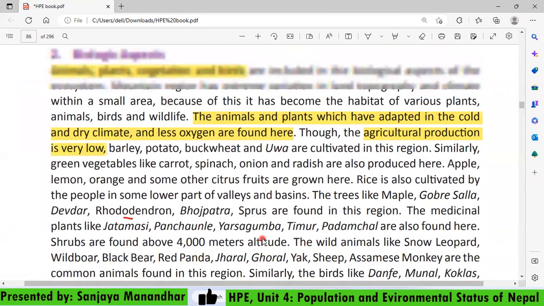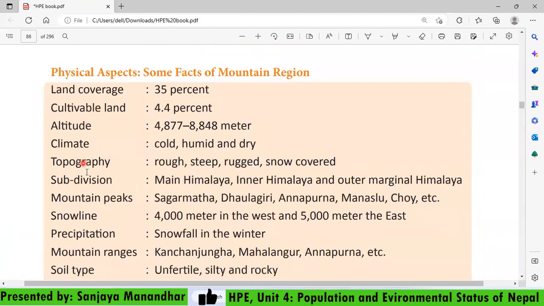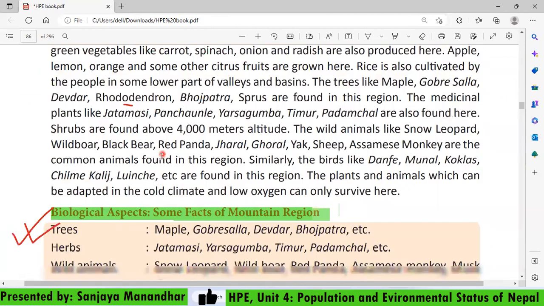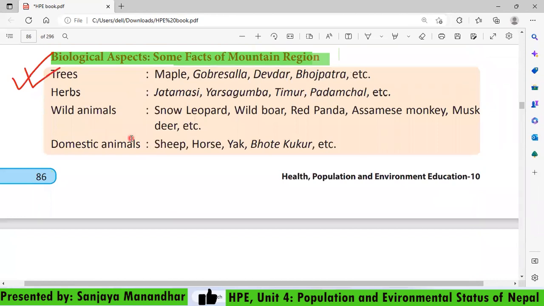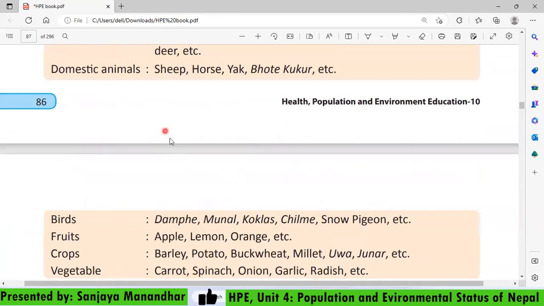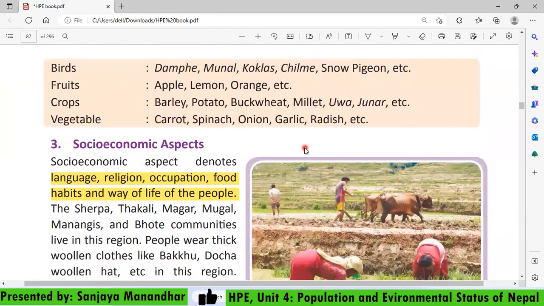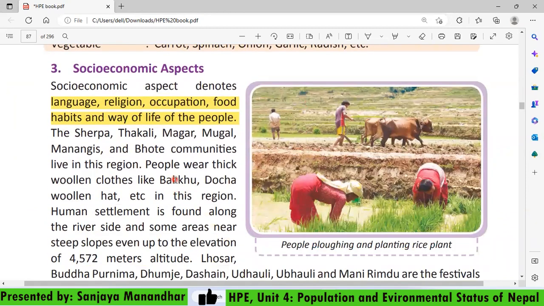So just as we said, in physical aspects we have the non-living components like climate, land structure, land area percent, fertile land, subdivisions, precipitation, soil type, mountain ranges, lakes, rivers. They come here. But in biological aspects, what are there? Plants, animals. Look here, trees and herbs are plants, while domestic animals are animals, birds are there, crops, vegetables. These are in biological aspect. So you are clear, I think. Now I will go a bit faster.